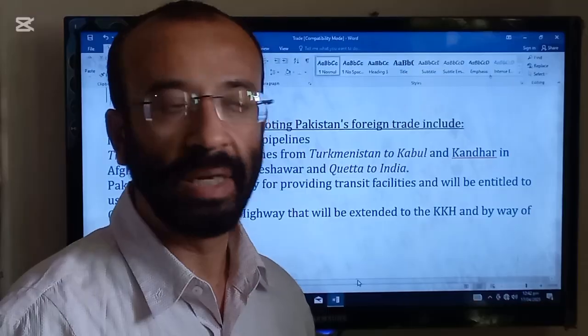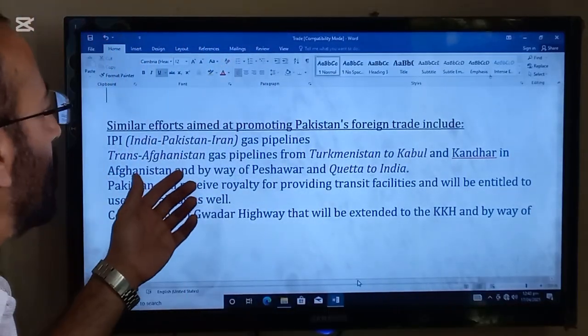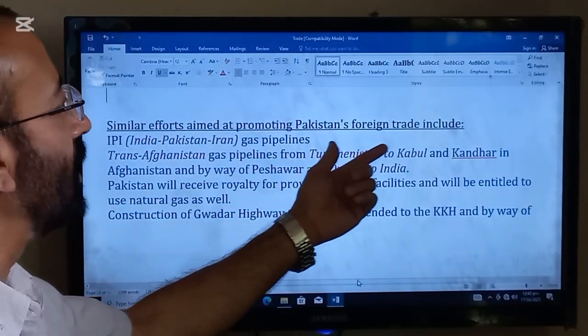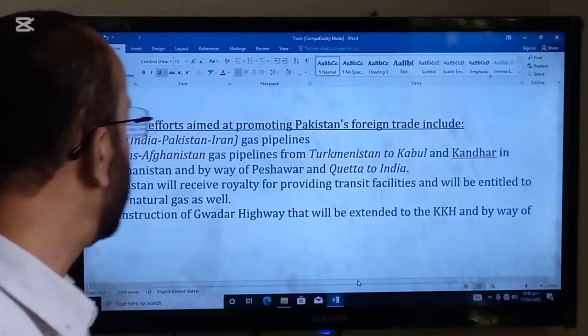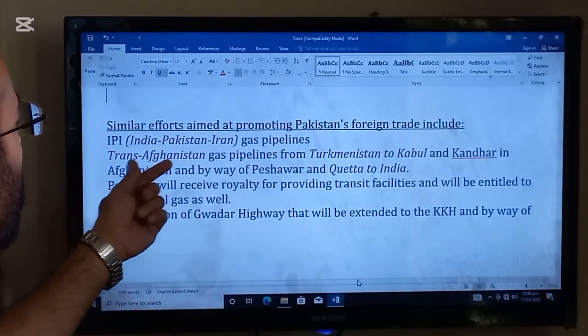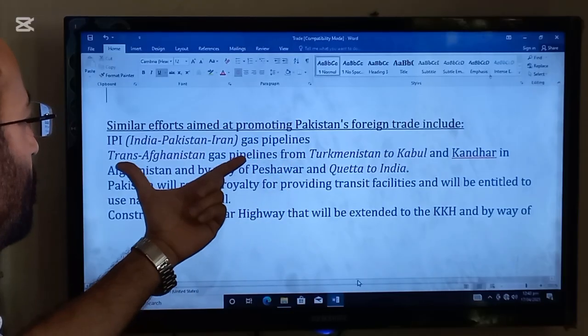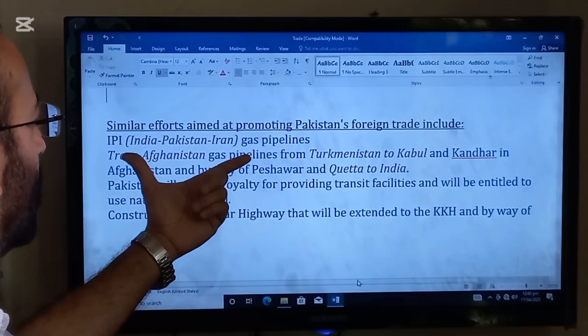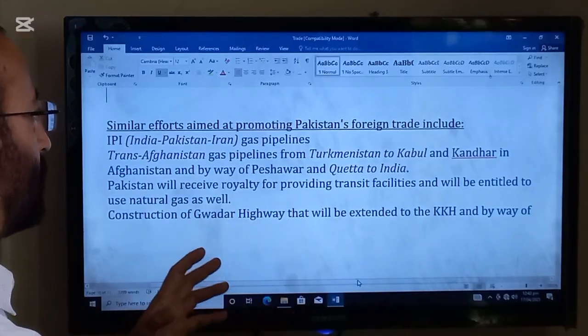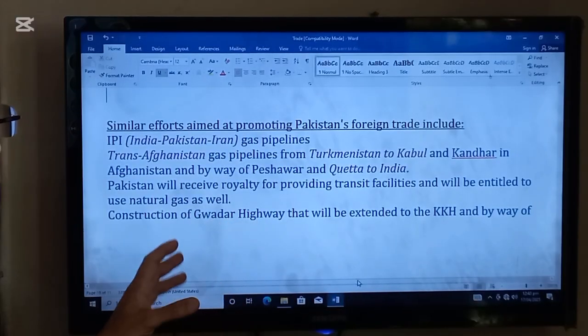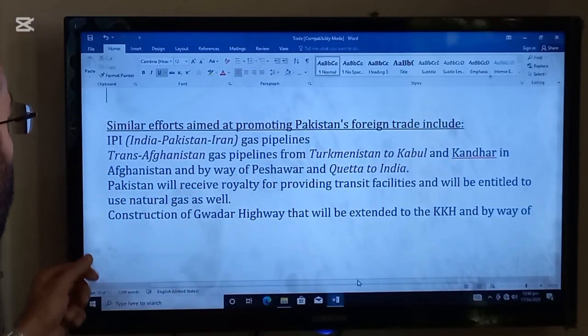The next topic in the lecture is efforts aimed at promoting Pakistan's foreign trade, including. So now we will discuss the different efforts. IPI, that is the India Pakistan Iran gas pipeline. If this pipeline is fully finished, fully established, the trade can be promoted between India, Pakistan, and Iran.